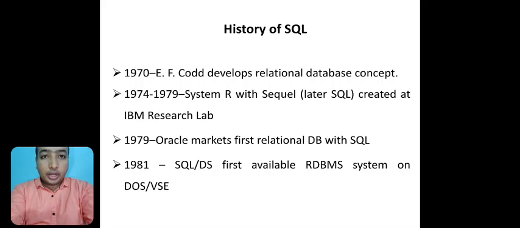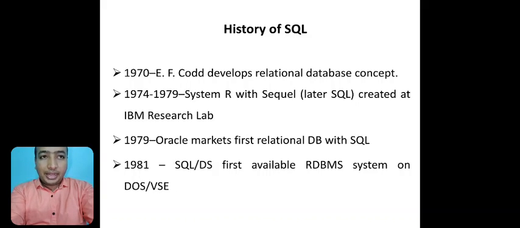They work on your IBM systems, or maybe not specifically IBM, but on RDBMS packages like Oracle, and they use MySQL, SQL, and other languages. So during 1981, SQL/DS was first available as an RDBMS system on the DOS/VSE version. The operating system was DOS, and the first available RDBMS system was SQL/DS, available during 1981.